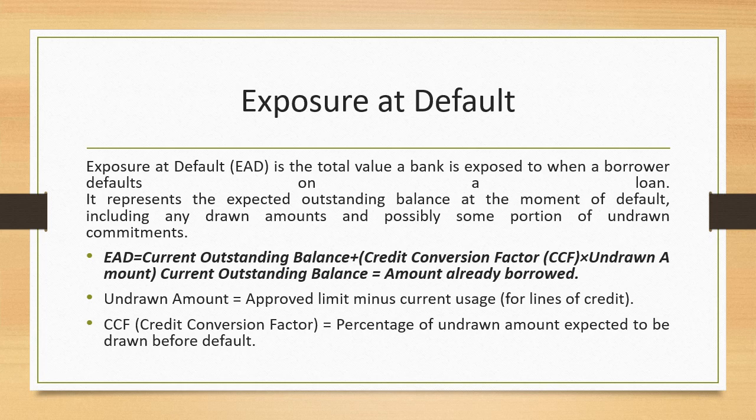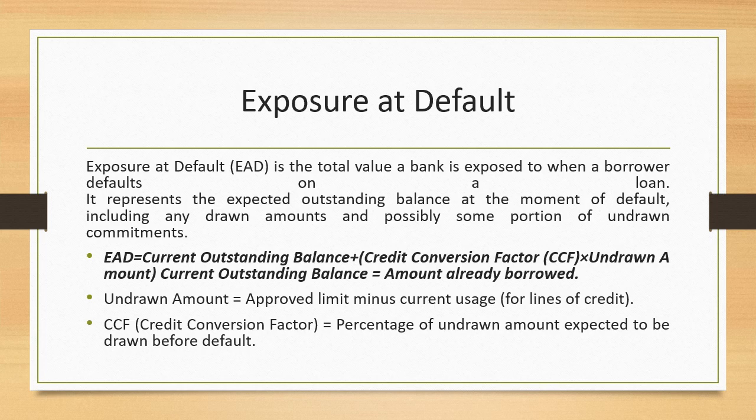There are lines of credit where you have an approved limit, like a cash credit. If you take a cash credit, there is an approval, say for 50 lakhs, but you have only used say 30 lakhs. So we look at the undrawn amount, and then multiply it with the credit conversion factor. The credit conversion factor is given by the regulators, and it is different for different lines of credit. Together these two give us the value of exposure at default.